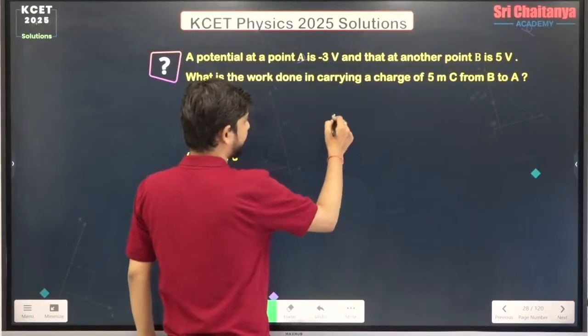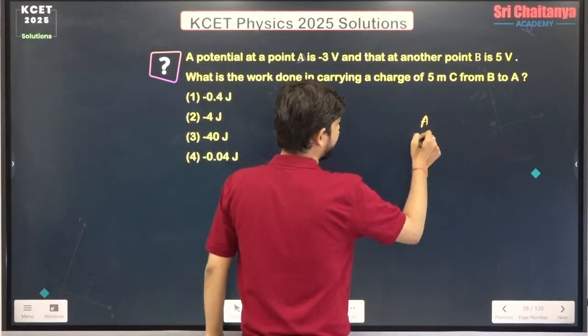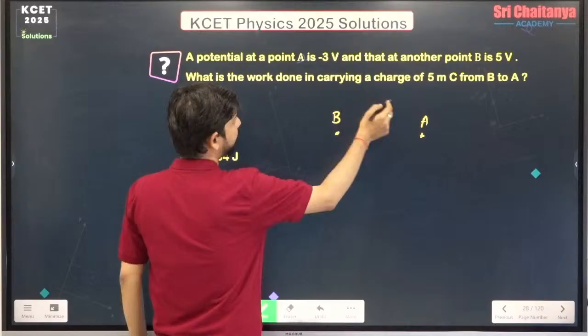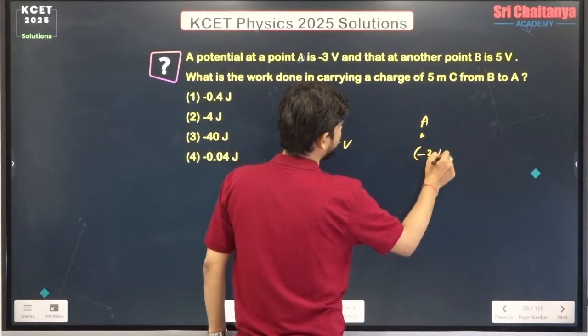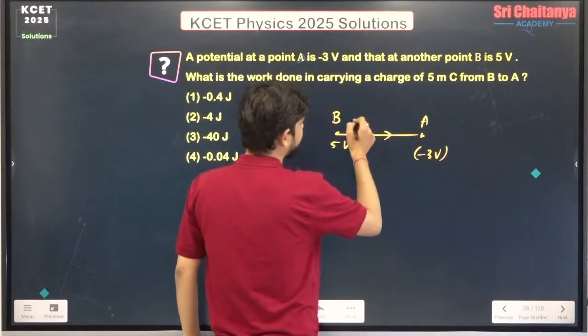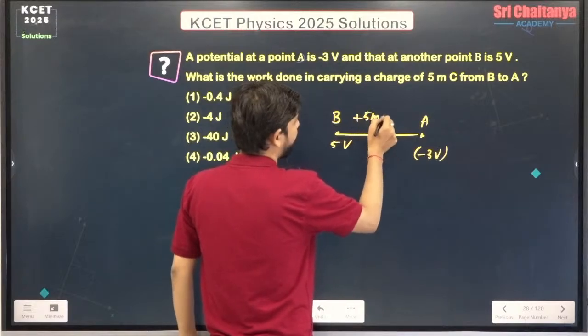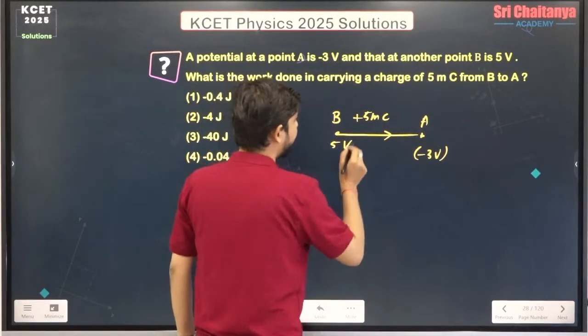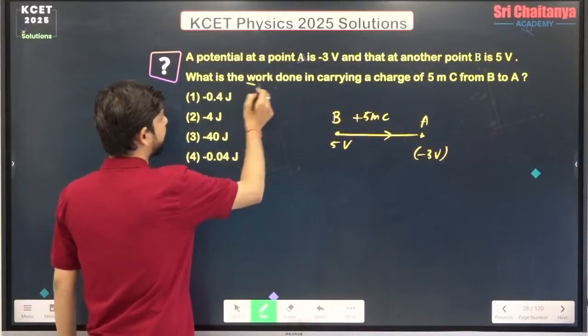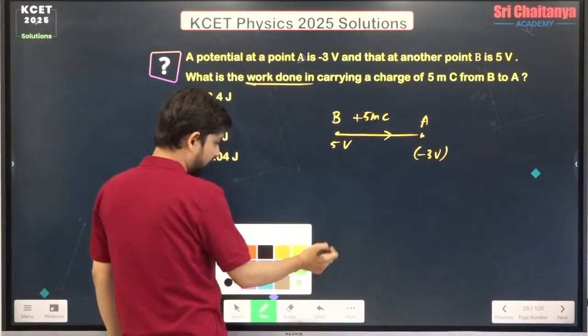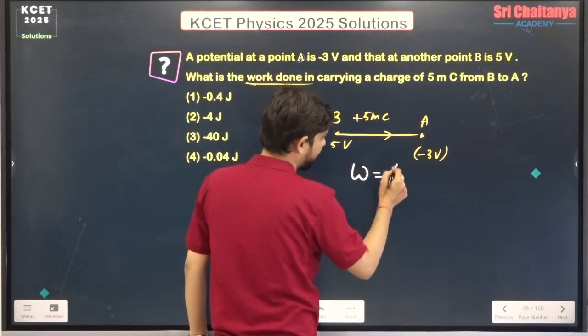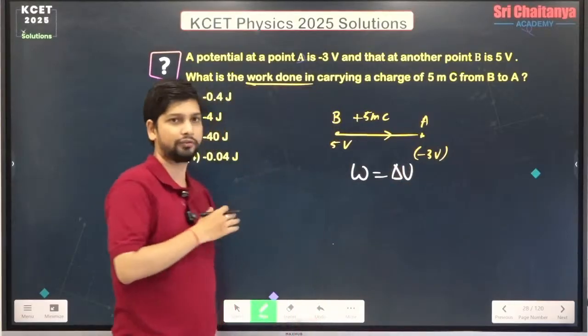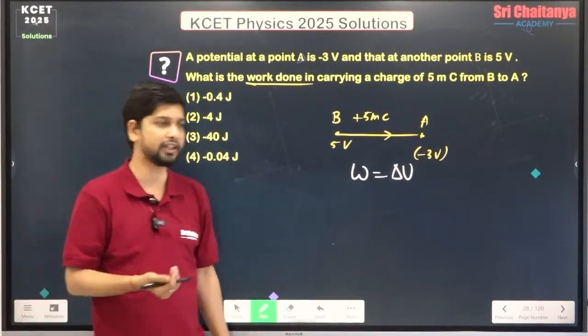So assume that this is point B, this is point A. Point B is at 5 volt, point A is at minus 3 volt, and you are moving the plus 5 millicoulomb charge from B to A, and you need to find the work done in this process. As we know, work done is just the change in potential energy in case of electrostatic field or in case of any conservative field.